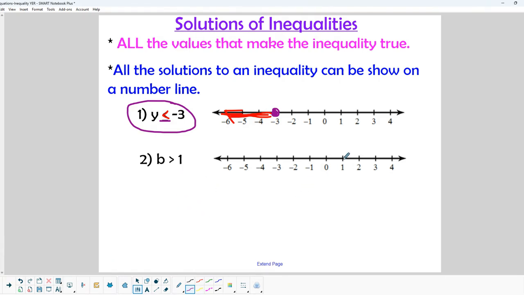On our next example, we have b is greater than 1. So here's 1. I put an open circle. There is no equal sign under there, so we don't color this dot in. And in this case, it says b is bigger than 1. So our arrow would go off to the right because those are the numbers that are bigger than 1.